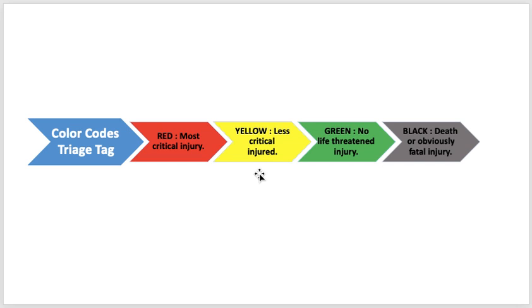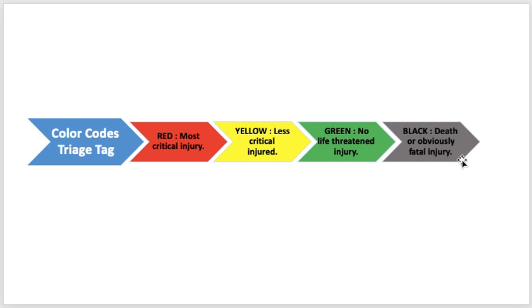Though there is not a big difference, it is almost the same. You can see the red is given to the most critical injuries, the yellow one to less critical injury, the green one to no life-threatening injury, and the black one is death or obviously fatal injury. Okay, this is very important.